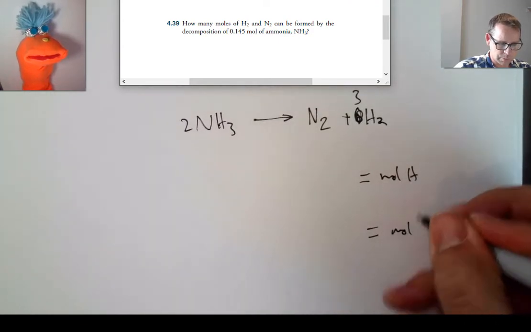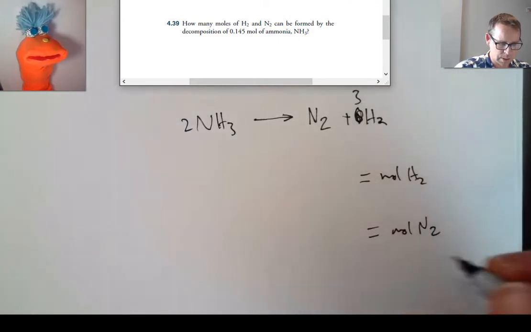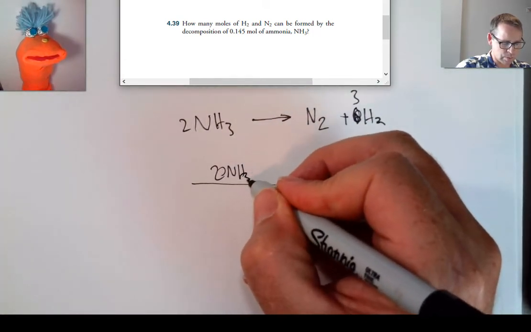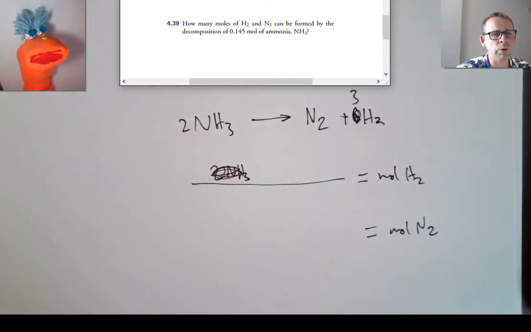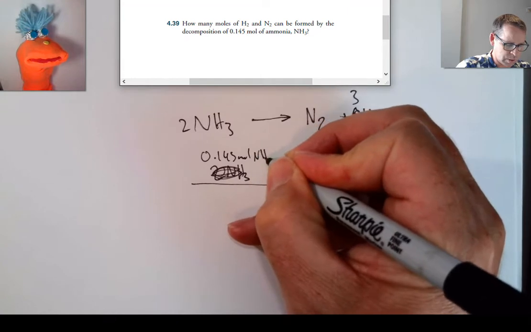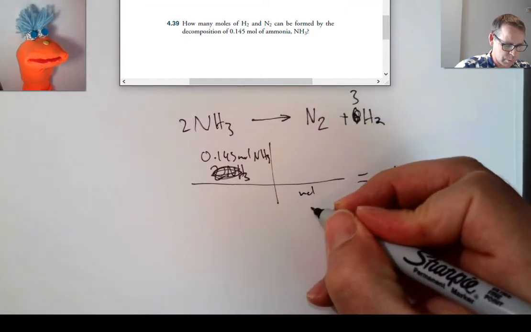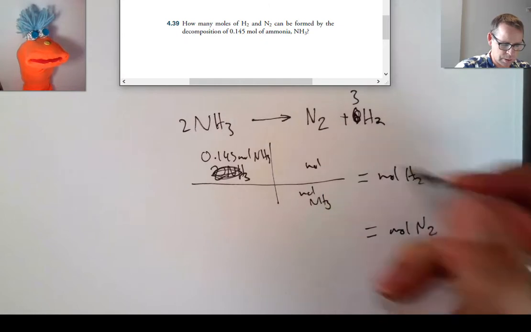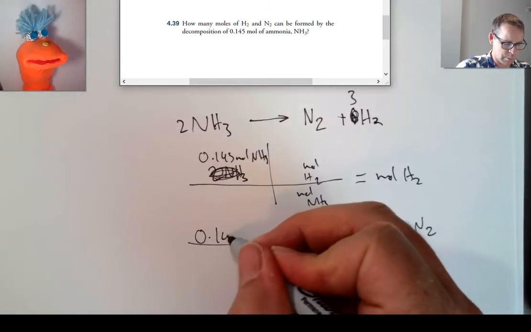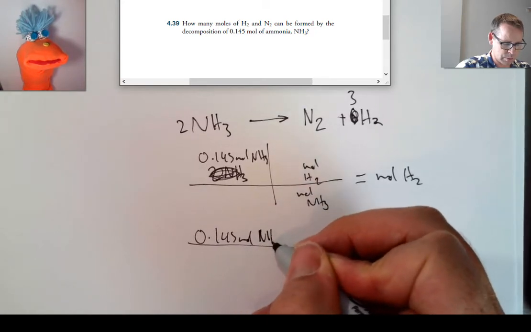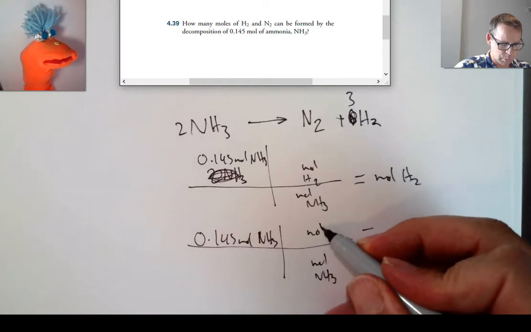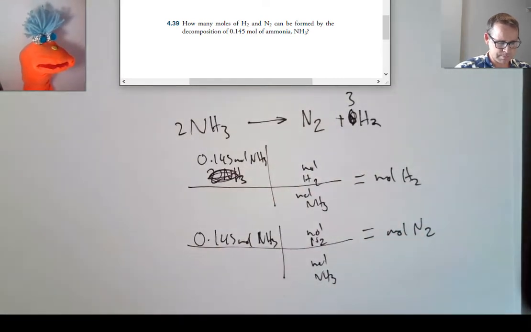We're looking for moles of, not hydrogen, but hydrogen gas, moles of nitrogen gas. And we got 2 NH3, no, sorry. What do we start with? 0.145 moles of NH3. And then we go from moles of NH3 to moles of hydrogen here. And this one here, we start off with the 0.145 moles of NH3, and we go from moles of NH3 again to moles of nitrogen gas.